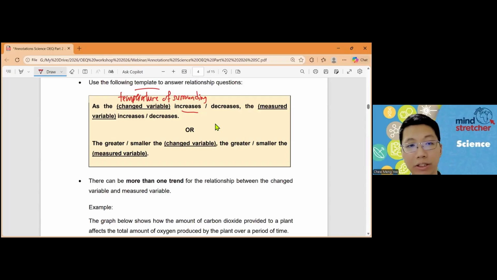So this is when you use "as the something, then the something increases or decreases." But I can also phrase it in another way: the greater or smaller, in this case temperature. The higher the temperature, the faster the rate of evaporation. So you are using different terms, but what is important here, if you are using this version, then you should be using comparative terms. Because the greater, the smaller, the higher, the lower, the faster, the slower, all these are comparative terms that you must have in your answers. So comparative terms are very important.